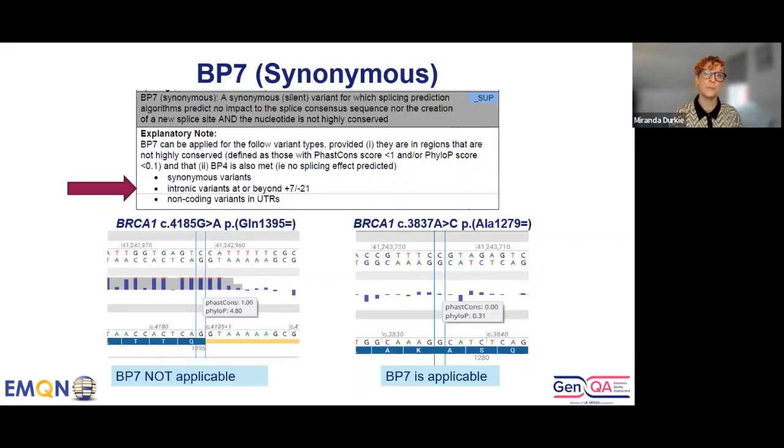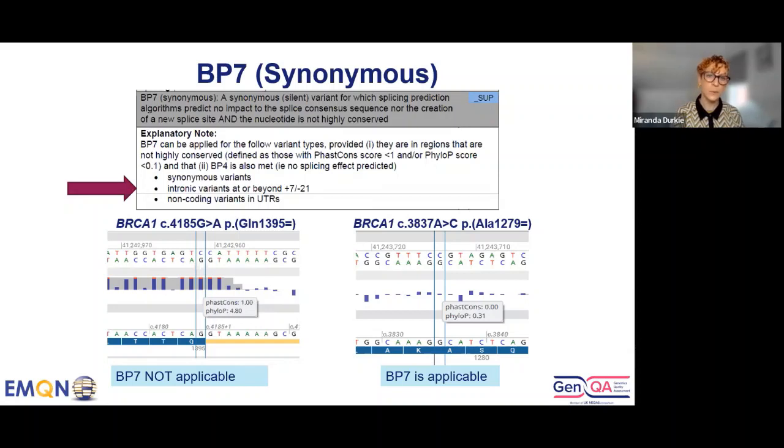So moving on to BP7, which is for synonymous variants. The key thing here is, if you have a synonymous variant, you have to make sure there is no impact on splicing and the nucleotide is not highly conserved. In addition, BP7 can be used for two other examples. And this is standard across the ClinGen VCEPs, it can be used for intronic variants at or beyond +7 or -21. So don't use it for intronic variants around those critical splice regions. And you can also use it for non-coding variants in the UTRs.